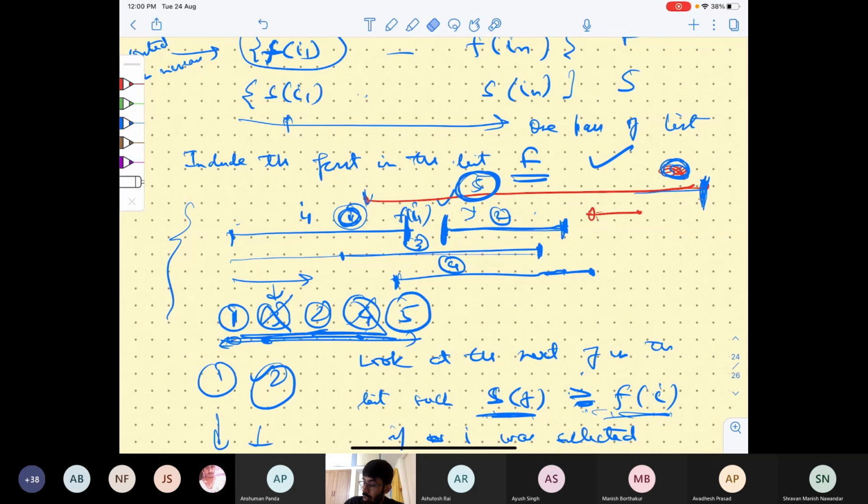But now 4 did not get deleted immediately, even though it is incompatible with 1. 4 will still be considered. So first 2 will be considered, and then for 2, 4 will be deleted because it is incompatible with 2. Okay, sir, I understand. We are going in one pass and deleting as we go. Exactly. So 5 will be ignored last because it is incompatible with 2.